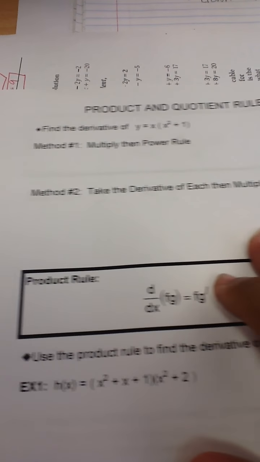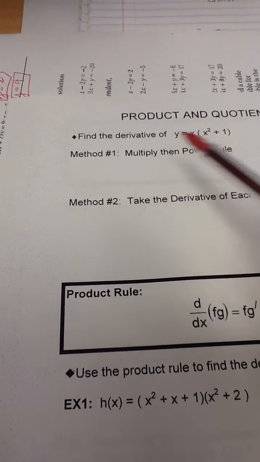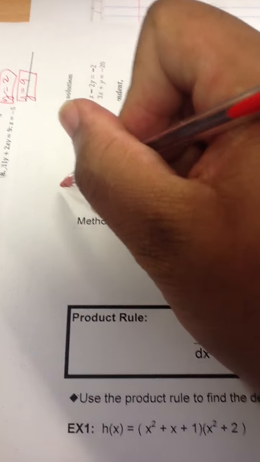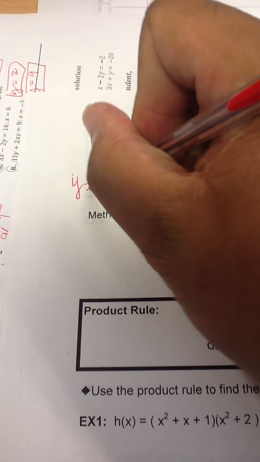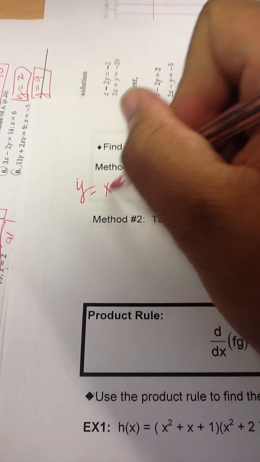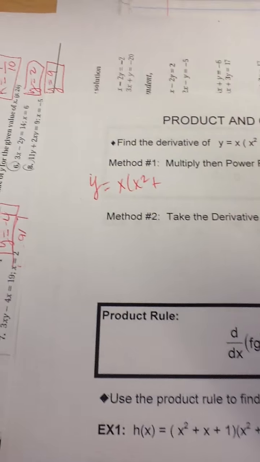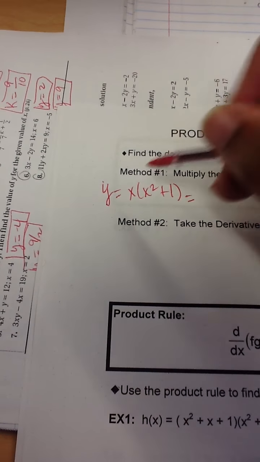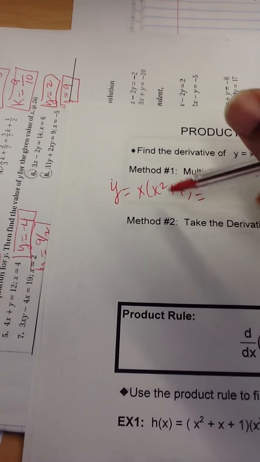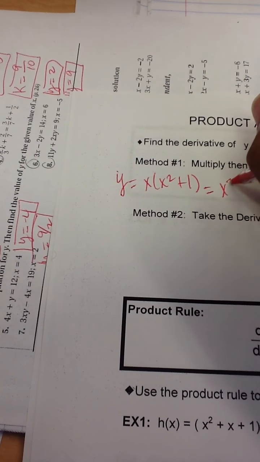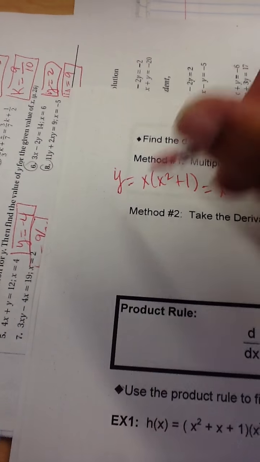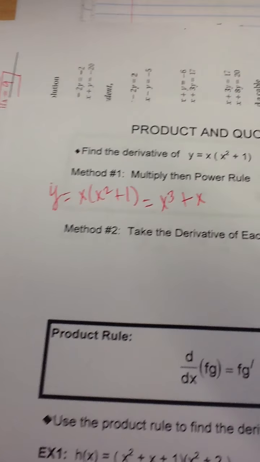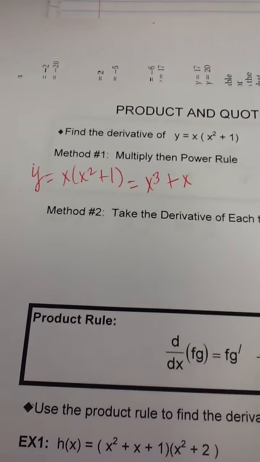So I'm going to take the function, which we know is y equals x times x squared plus 1, and we're going to multiply the x in. So x times x squared is x to the third power, plus x times 1 is x, or 1x, right? So now this is my new y.